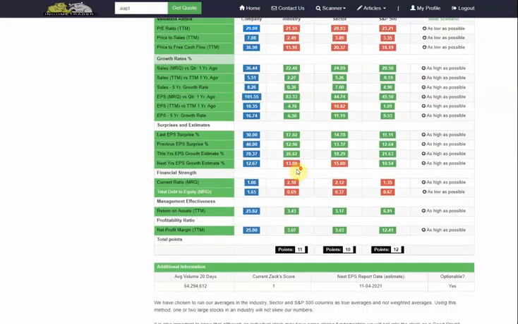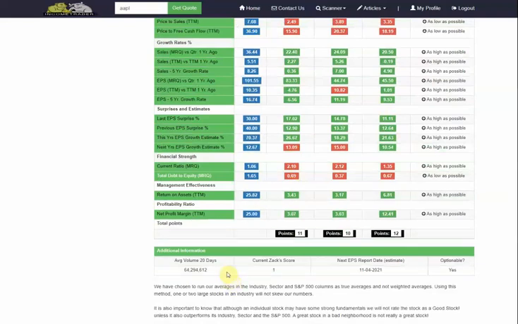Now again, we're going to go over all of this in detail at your live class. Beneath this, we have average volume for Apple, which trades about 64 million shares a day.